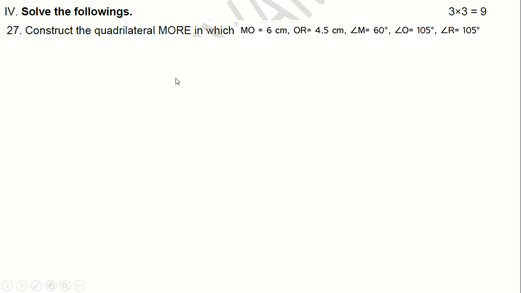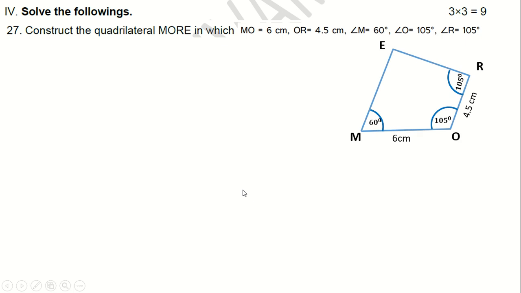Solve the following: construct a quadrilateral. So we have to construct a quadrilateral here. For constructing a quadrilateral, first we have to take the rough diagram of the quadrilateral. So I take the rough diagram of the quadrilateral like this. So this is the rough diagram. MO is given as 6 centimeter, OR is given as 4.5 centimeter, angle M is equal to 60 degree, angle O is equal to 105 degree, and angle R is equal to 105 degree. So now we have to construct this one.